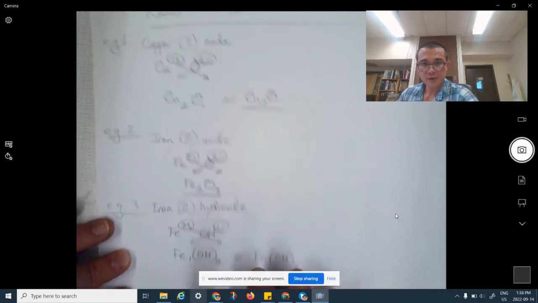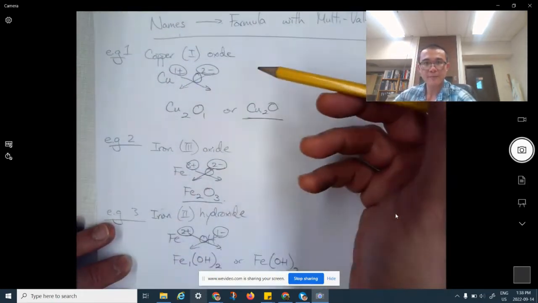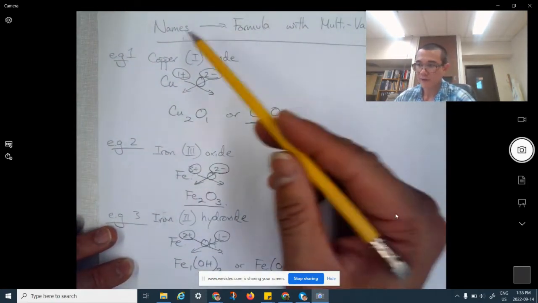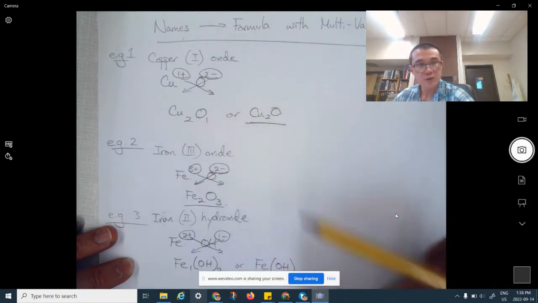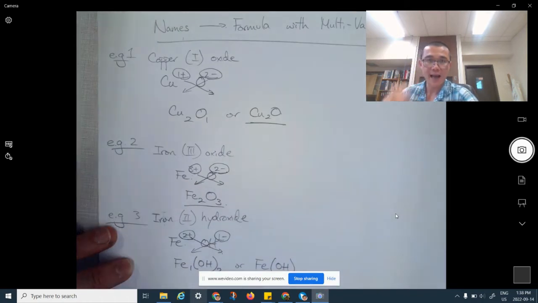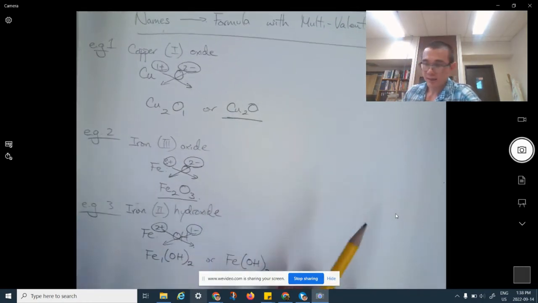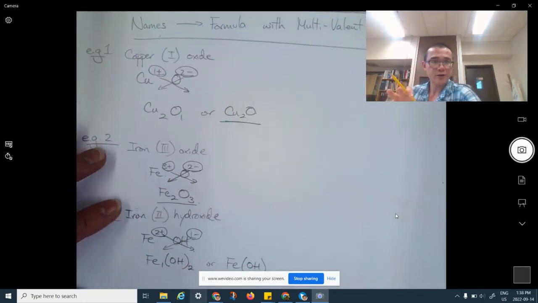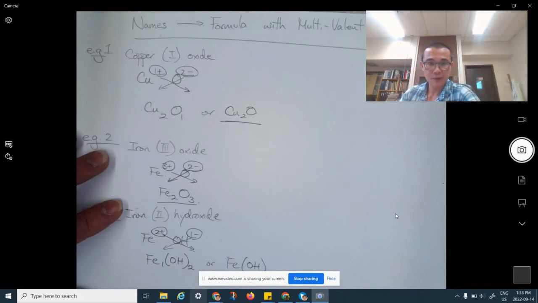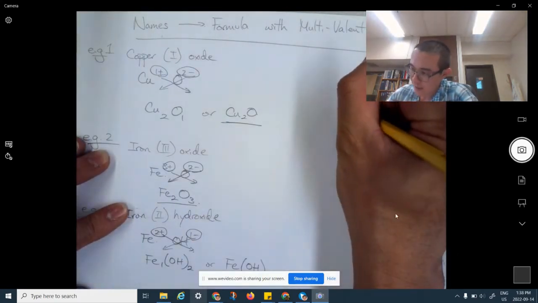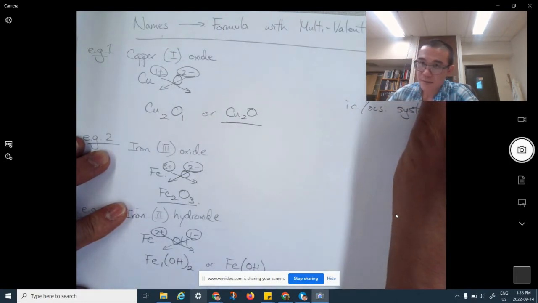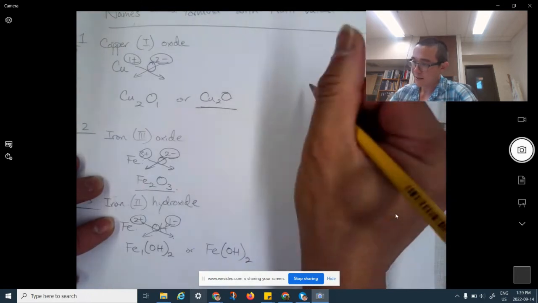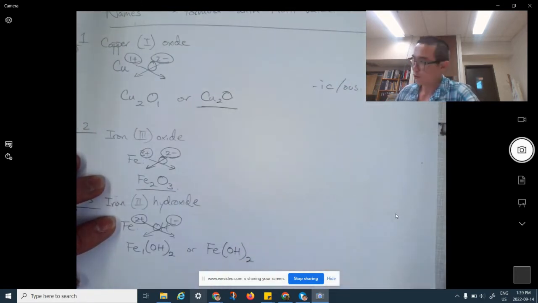Okay, so hopefully this helps. These 3 examples are from names to formulas with multivalent metals using the IUPAC name. Now, some of you might see some older-fashioned ways to name chemicals, which use the -ic and the -ous systems. This is a system that I had to learn.